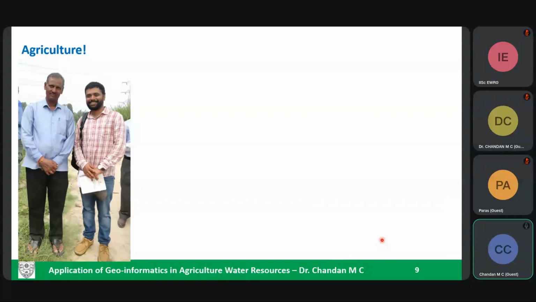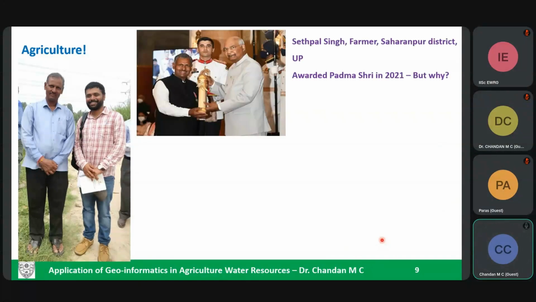In this figure, you can see an eminent person. The person standing on the right is me, and the person standing on the left is a farmer, and his name is Mr. Satpal Singh. He belongs to the Saharanpur district of Uttar Pradesh. And if you see, he is being given the Padma Shri award in the year 2021. But the immediate question to you is why he is being offered the Padma Shri award. What is his contribution as a farmer?